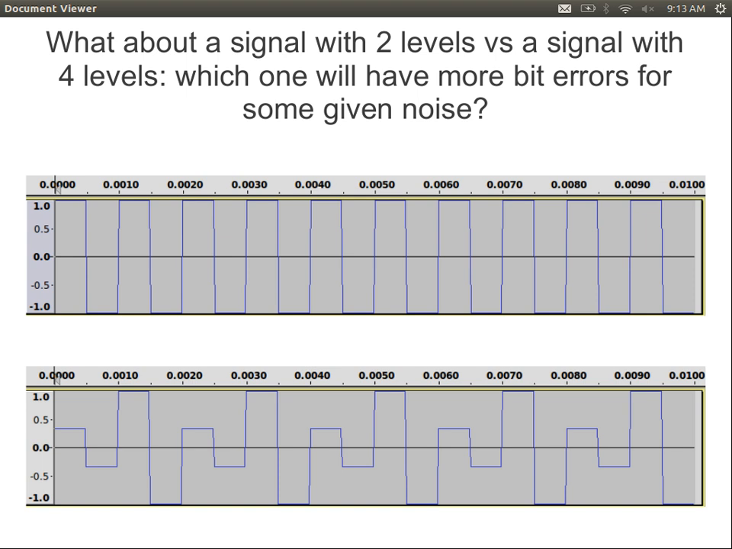Alternately, we can use the second scheme. If we define a mapping like this, level one, 0 0, level two, 0 1, 1 0, 1 1, then to transmit this sequence of bits, I'll write it again. Look at the first 2 bits, 1, 0. Transmit signal at level 3. Second 2 bits, 1, 1, transmit signal at level 4. 0, 0, level 1. 0, 1, level 2.